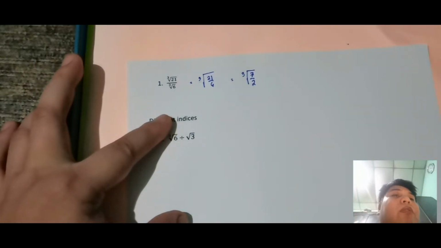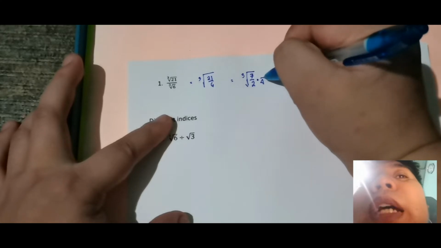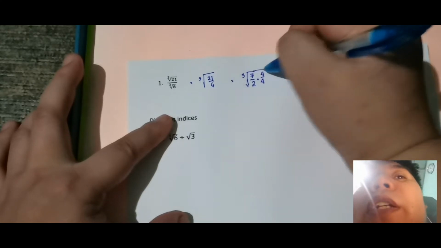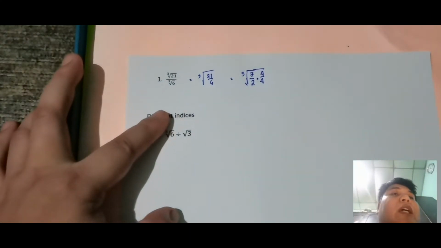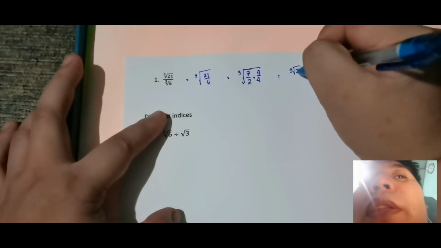Then, gamitin natin yung rule na ginagawa natin. So, paano mag-reduce ng ganyan? I-multiply natin, sir, sa 4 over 4. Bakit 4 over 4? Kasi goal ko maging perfect cube si 2. So, malapit siya kay 8. So, therefore, this is equivalent sa cube root of 28.